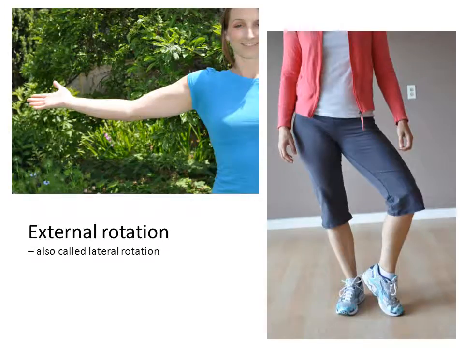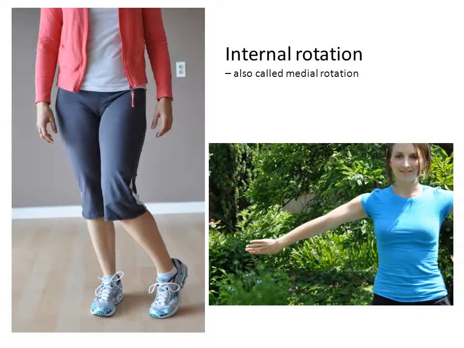So let's recap. Here, Julia is externally rotating her arm and her leg. It means to turn the arms outwards or turning the legs outwards. Here, Julia is turning her leg and her arm inwards. This is called internal rotation, also called medial rotation.